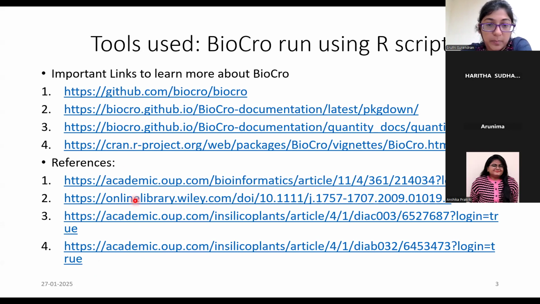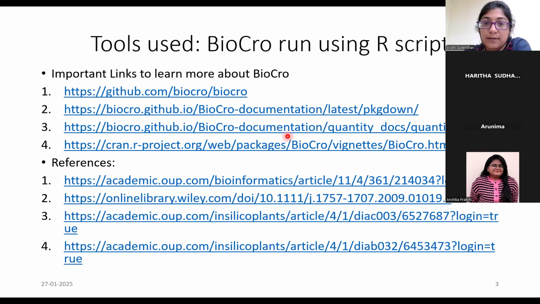These are the research papers that you can go through to understand the model in terms of its application. And these are all the documentation, the model, the codes, and everything about the model. Like I said, I won't be going into too much detail of how to run an R script to use this BioCro model, but I'll be sharing the codes with you.